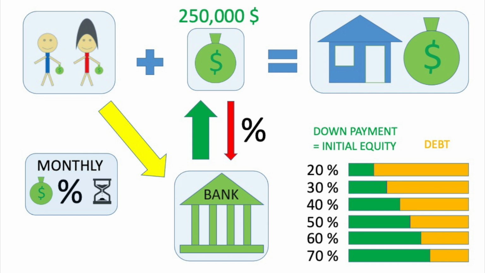Your down payment, and the $250,000 loan from the bank, permits you to buy the house you have chosen. The down payment is the initial equity, the loan is a debt. With your monthly payment, you give back to the bank a part of the loan, and the interest, based on the residual debt. By giving back part of the loan, you gain more equity from month to month.